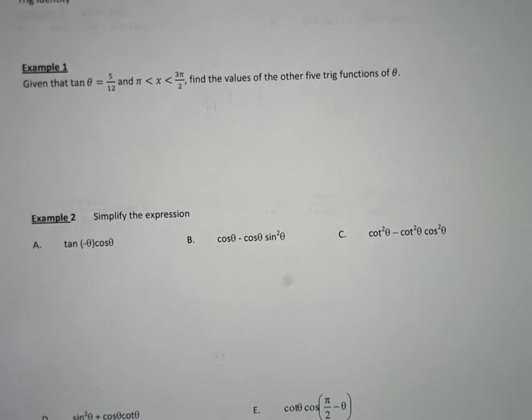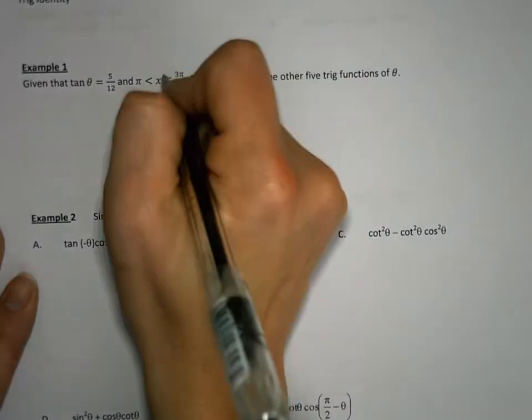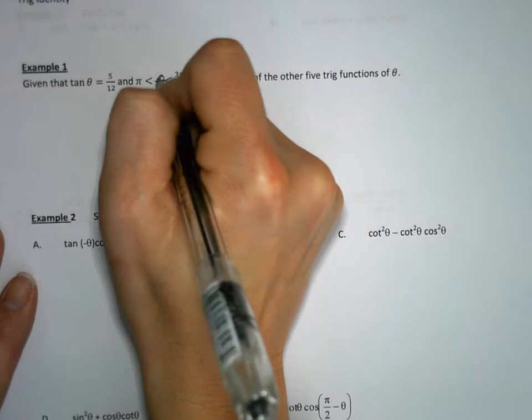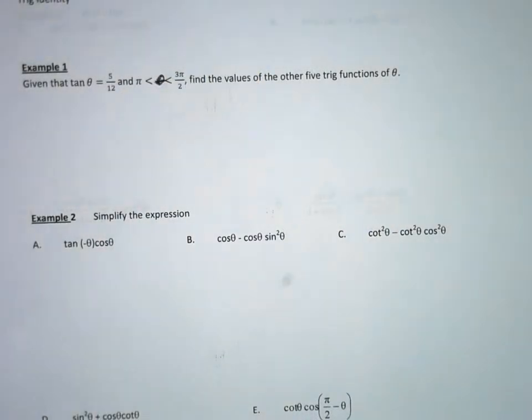We're given that the tangent of theta is 5/12, and we know that the angle theta is between pi and 3 pi over 2. Okay, it says x, but it's really supposed to be angle theta. Is between pi and 3 pi over 2. Find the values of the other trig functions.